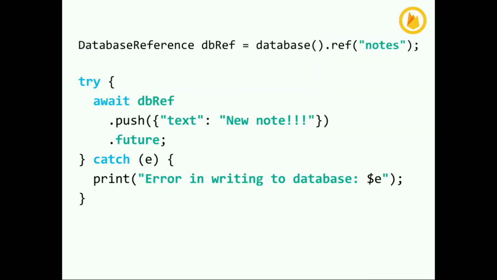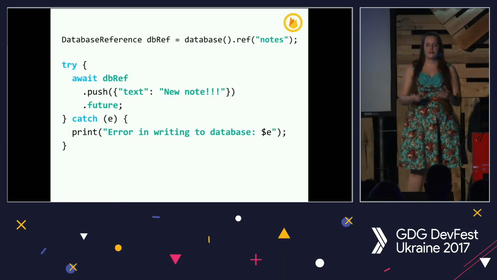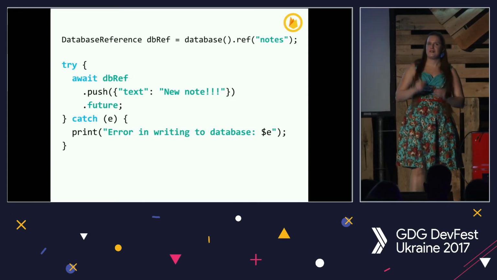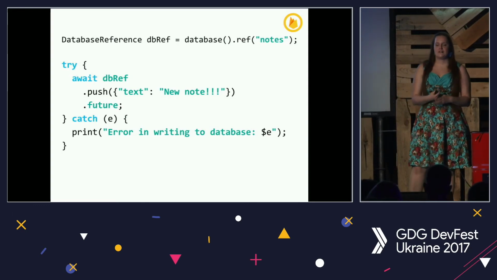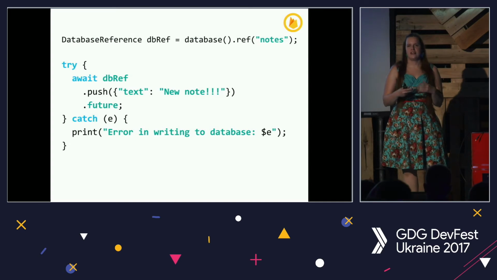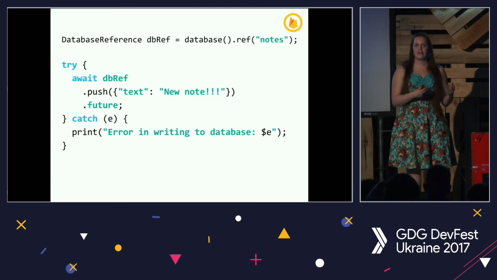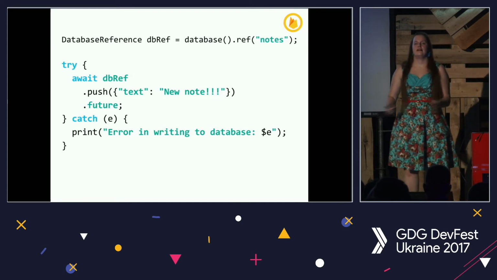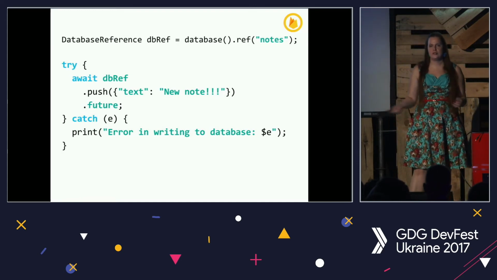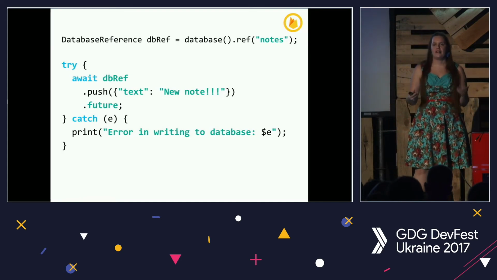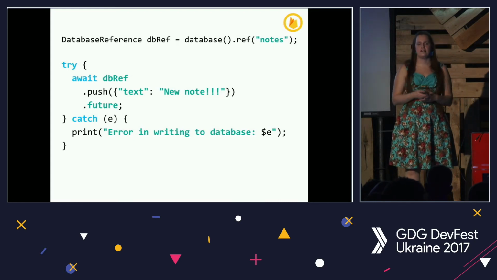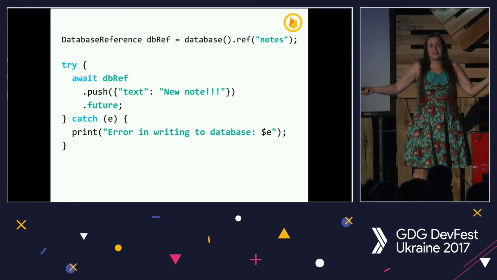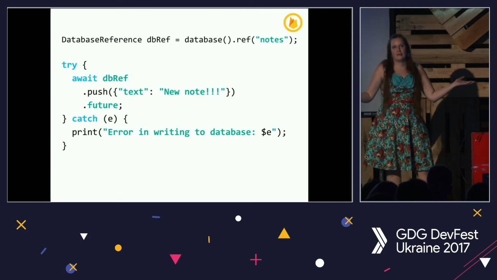So we will call database ref to the nodes, which will retrieve us a database reference. And then we want to be able to push the new data. There is a method which is called push, and it's asynchronous, so we will await that. So we will call database ref, push, and the object of the node. Then we will await that, and it will be pushed to the database. And that's all for sending data to the database. Quite easy.